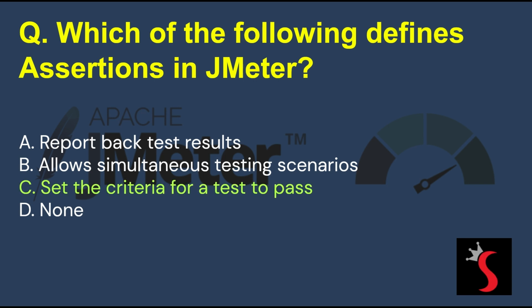And correct answer is option C. Set the criteria for a test to pass. In JMeter, assertions are a process that compares the expected result of a request to the actual result at runtime. Assertions are used to validate the server's response to a request and are an important element of the JMeter test plan.